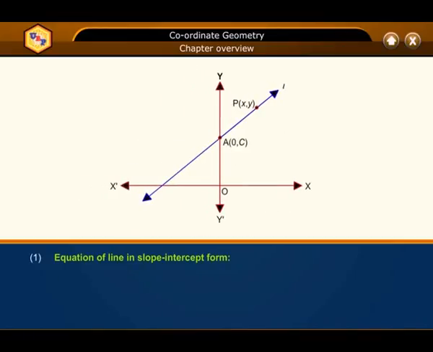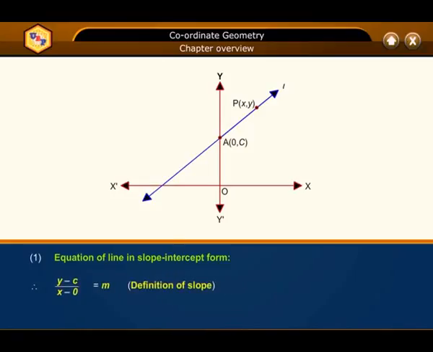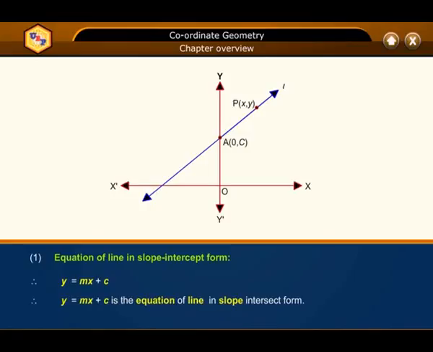Equation of a line in slope-intercept form. Consider a line L1 with slope m and y-intercept c. The line intersects the y-axis at A(0, c). Take a point P(x, y) on this line. Slope of AP is equal to m. (y minus c) by (x minus 0) is equal to m, by the definition of slope. So y minus c is equal to mx, that is, y is equal to mx plus c. y is equal to mx plus c is the equation of a line in slope-intercept form.